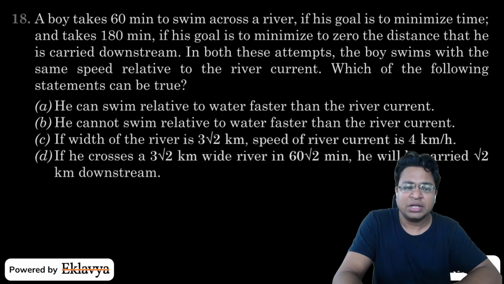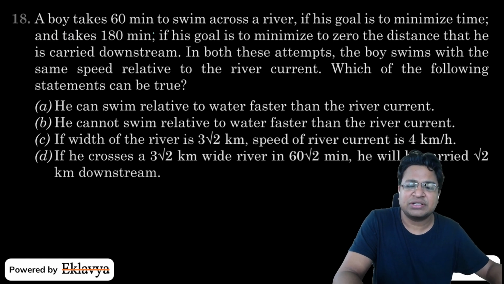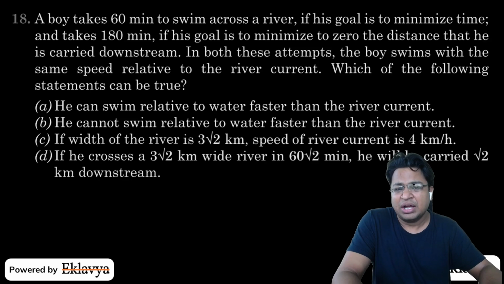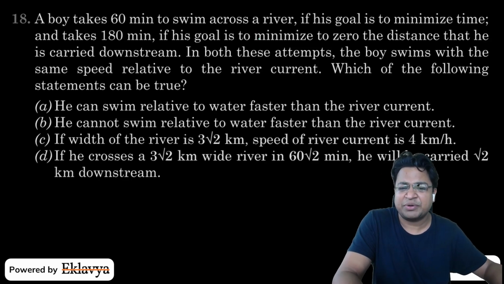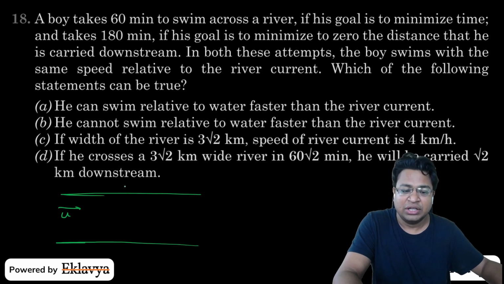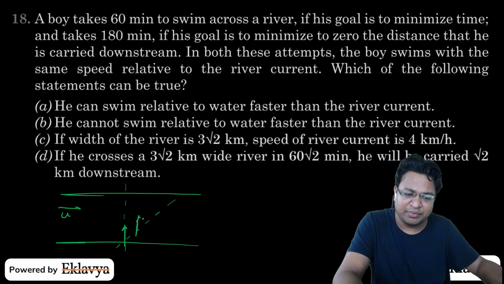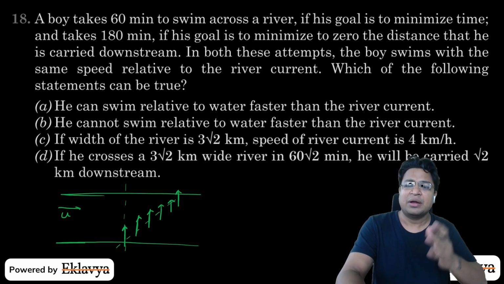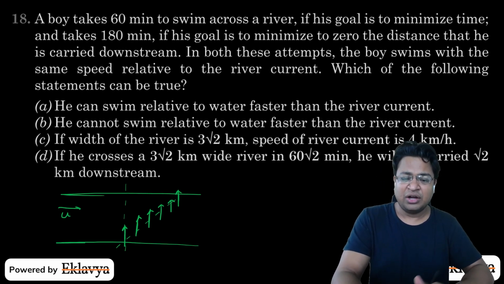All right. Now, in question number 18, it says a boy takes 60 minutes to swim across the river. Now, this is a classic example of the swimmer river problem. I would say the given situations are pretty easy. So, a boy takes 60 minutes to cross the river if the goal is to minimize time. When any swimmer or boat is trying to minimize the time of crossing the river, let's say the river is flowing with a velocity u, then what does the swimmer or the boat do? They try to swim directly towards the opposite bank, and as a consequence, they end up moving on a path like this. Their orientation is always perpendicular to the two banks, but their motion is not along that direction. Okay, so they drift.